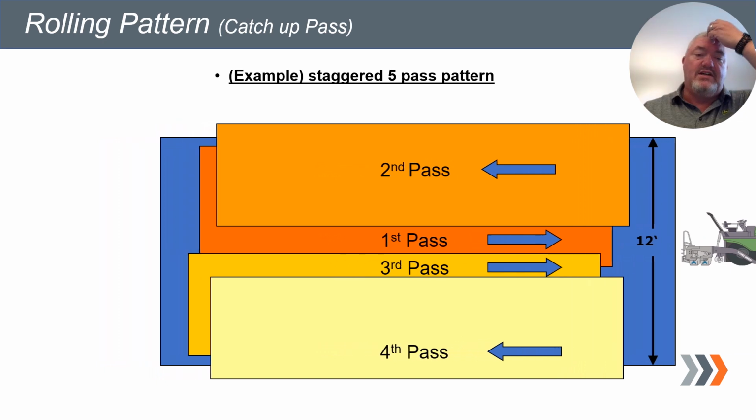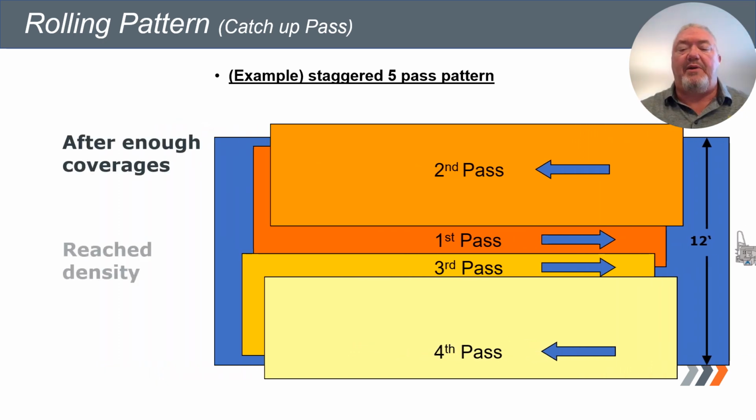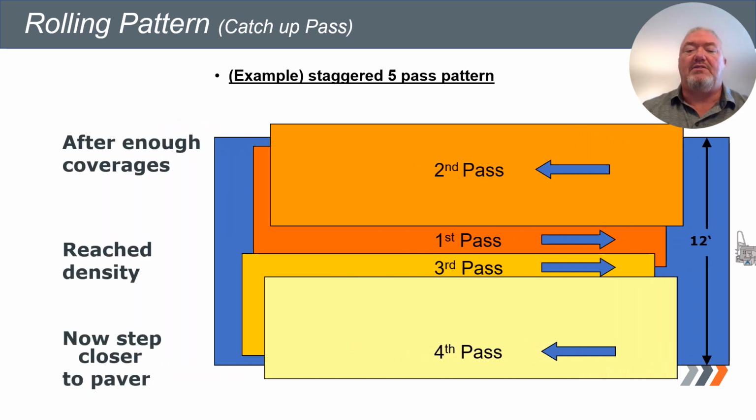This one here is an example. If I have a 5-pass pattern, my last pass I want to take to catch back up to the paver, most people say they want to go down the middle. I don't like going down the middle for a couple of reasons. If you go down the middle, when you get to the end of your pass, you either have to turn up or turn down. Well, turning on the hot mat is not a good thing because you can tear the mat.